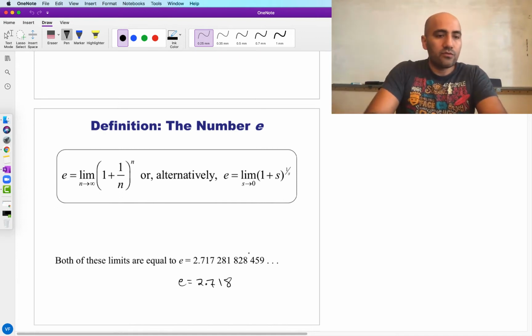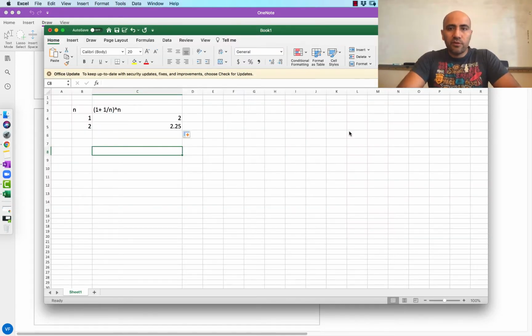I'm going to use Excel. In a simple Excel sheet, I've identified this column as n. This would be n equals 1, n equals 2, n equals 3, and so on. In this column, I've put in my equation, 1 plus 1 over n to the power of n. For instance, when n equals 1, we replace the n with a 1 and end up with 1 plus 1 over 1, which is 1 plus 1, which is 2, to the power of 1. So the answer is 2 for that case.